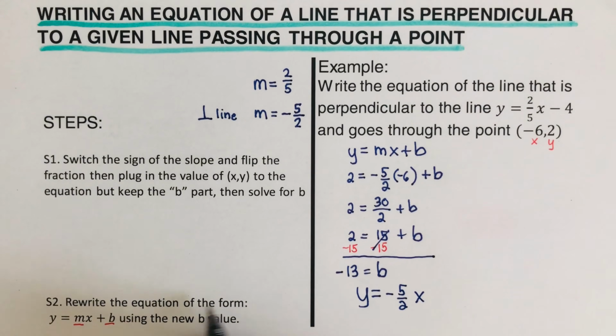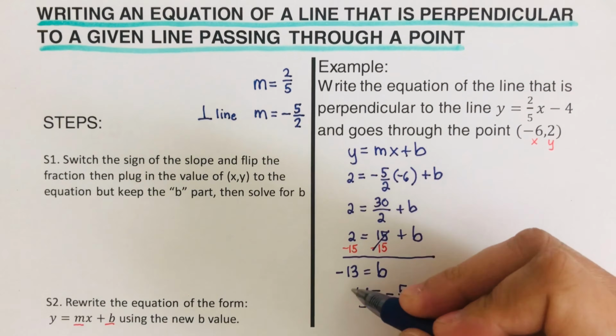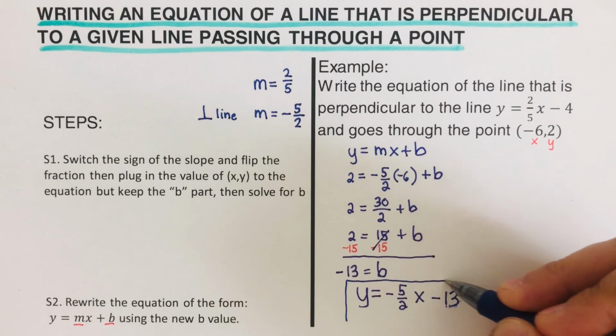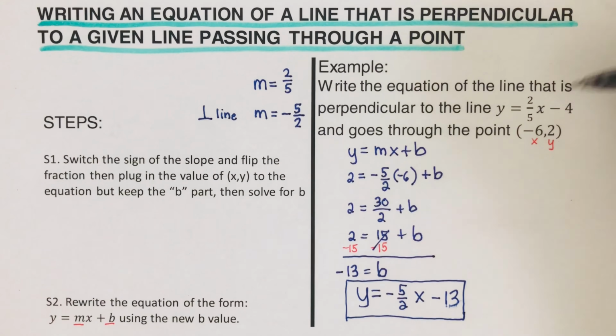Our b is the one that we solved in the first step. That's -13. So this is the equation of the line that is perpendicular to this line right here. And this line is passing through this point.